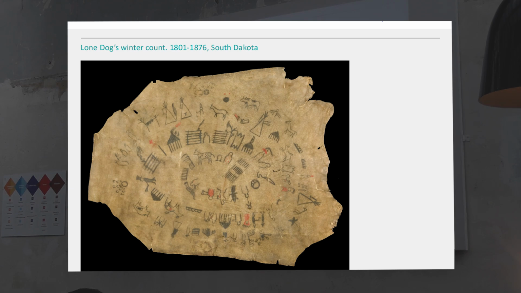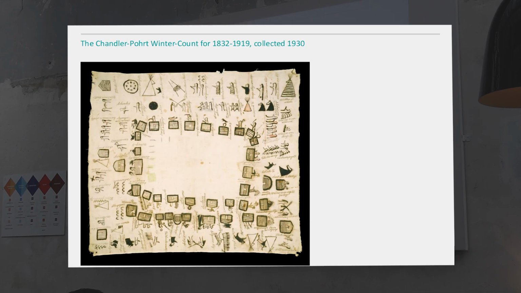The winter count tradition among the people of the North American plains was another way of representing time. This is Lone Dog's winter count. It's painted on a buffalo robe. A year was recorded by designing a mnemonic pictogram to represent the significant events of that single year, and they were organized in a spiral.